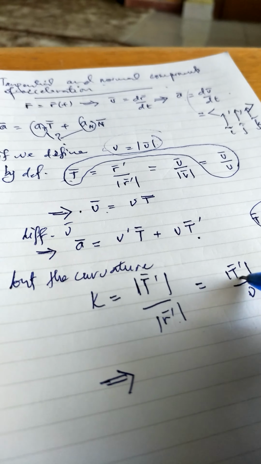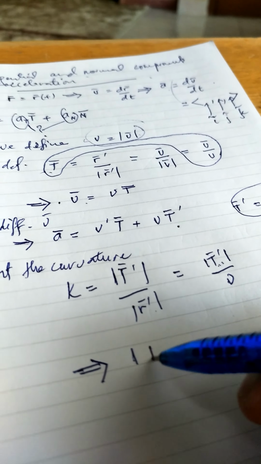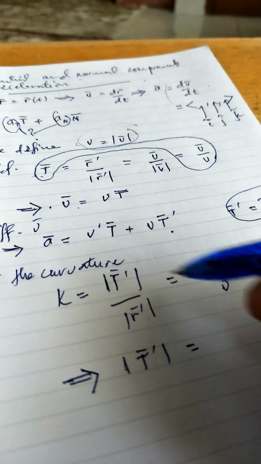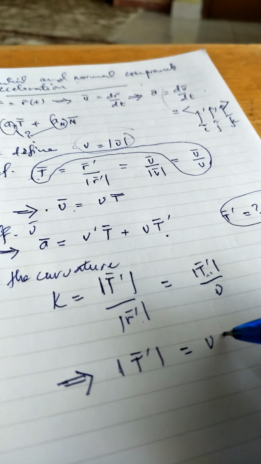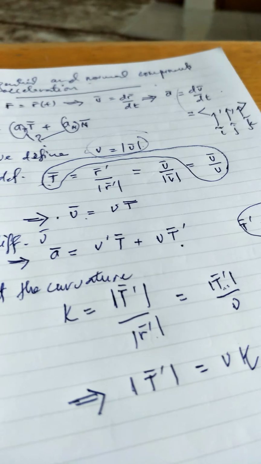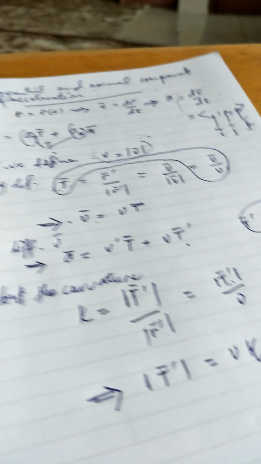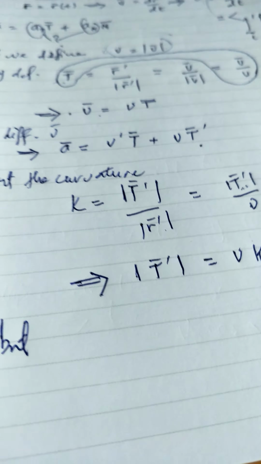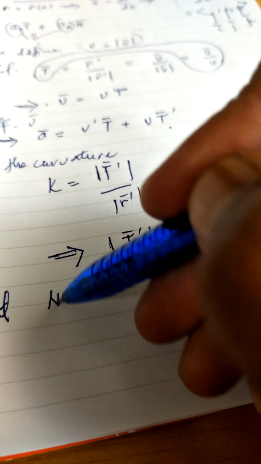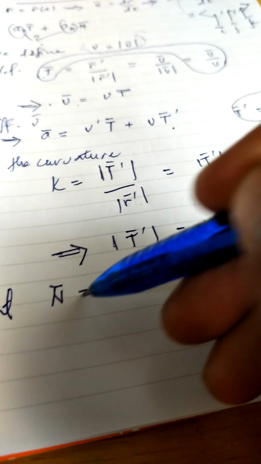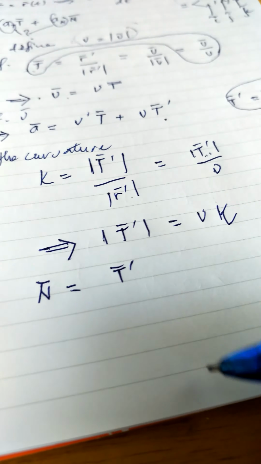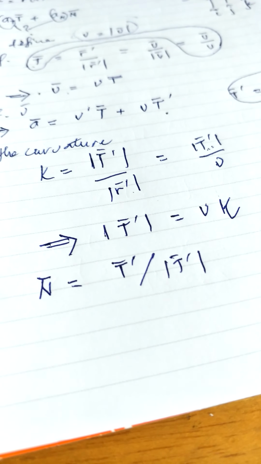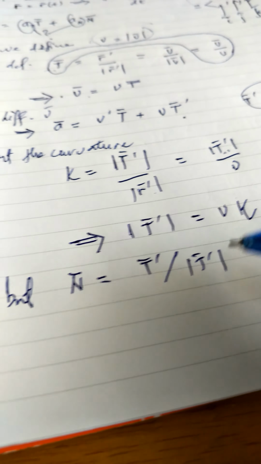Remember that we want T prime. So here in this case, we have the magnitude of T prime equal to v kappa, curvature. But again, the normal vector N is defined as T prime over magnitude of T prime. So I can write the magnitude of T prime.